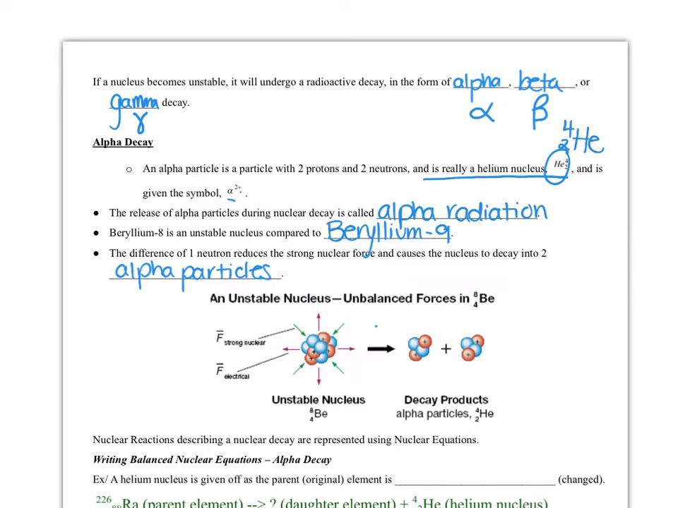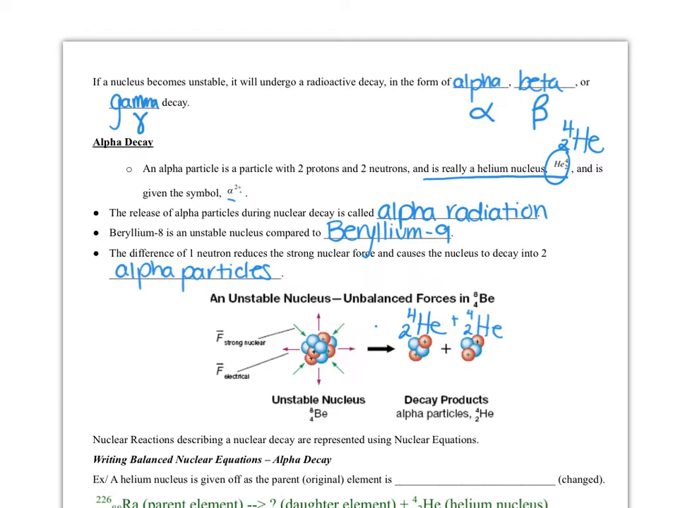So we start with our unstable nucleus of beryllium-8, noting that beryllium has 4 protons to begin with. When it undergoes alpha decay, remember, it will produce a helium. And so what we notice is that it actually produces 2 heliums.